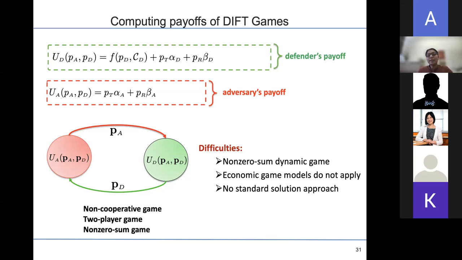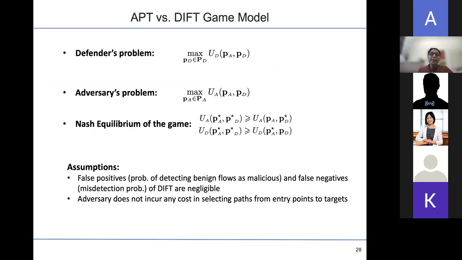And the difficulty is it is a non-zero sum game, and the game model does not fall into a typical conventional economic game model. So there is no standard solution approach available for solving this game, and we'll have to come up with our own methods to solve it. So to formalize, the defender's problem is essentially to maximize this payoff function UD, which is a function of both PA and PD. So he's maximizing over all possible strategies that he can choose.